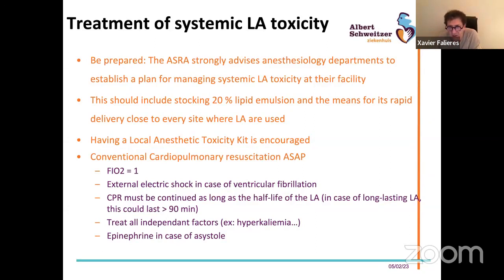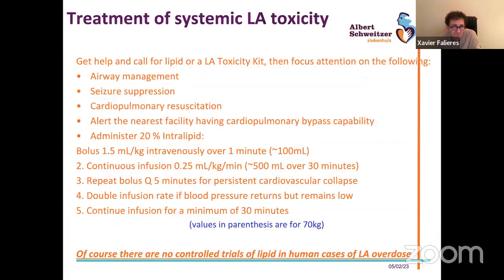You need intralipid, but only if you have it, and you need to know how much to give. But you also have to resuscitate your patient, with external electric shock. You need to reanimate your patient and treat all contributing factors, and epinephrine in case of asystole. So airway management, seizure suppression, cardiopulmonary resuscitation, and please, I know in your conditions it's mostly impossible, but if you have some cardiopulmonary bypass capability, it could be good for the patient.